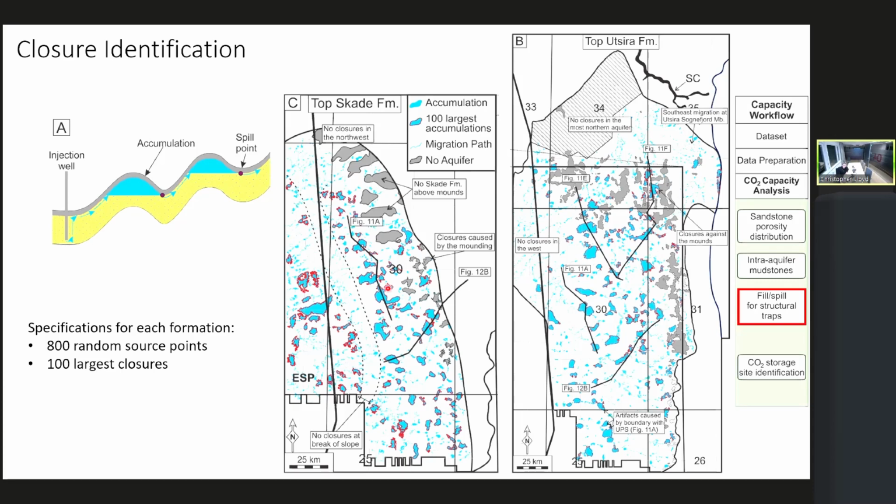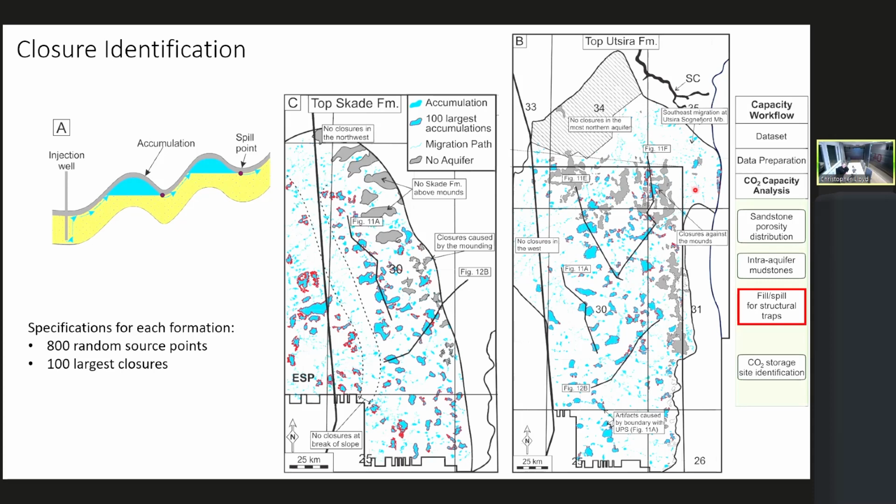You can see that for both the Skade and top Utsira formation, the migration pathways go back up towards the East Shetland platform, the sediment source. Obviously, this is the regional dip, so it's going back towards that area. The only exception is up here, and that's because, like I said, this is sourced from the Sognefjord region. Therefore, that's why the migration pathways go that way.